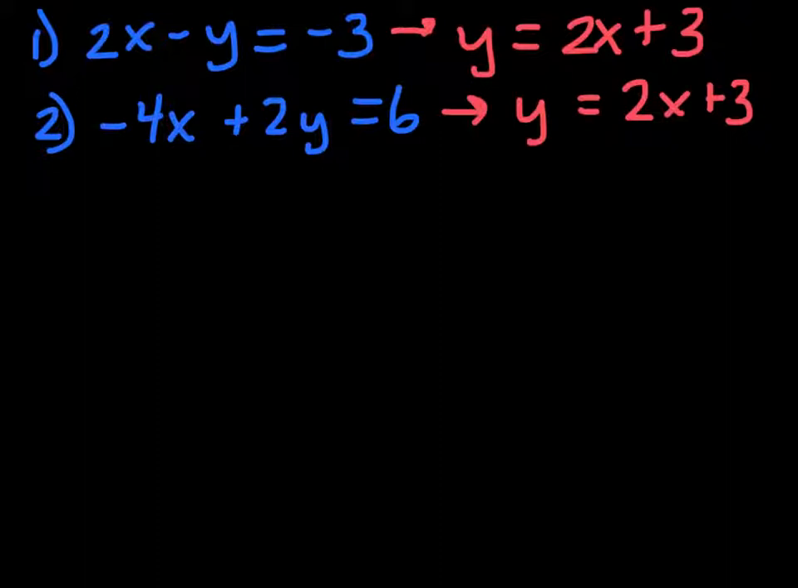All right, since we can see that the slope-intercept form of both equations is identical, the graphs of the equations are going to be the same line. So the two graphs have infinitely many points of intersection. The system has infinite solutions. Any point on the line y equals 2x plus 3 represents a solution to this pair of equations.